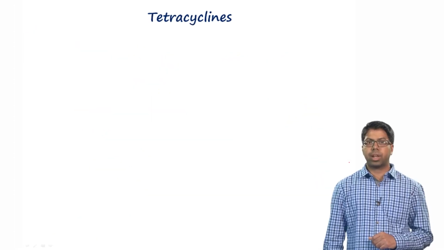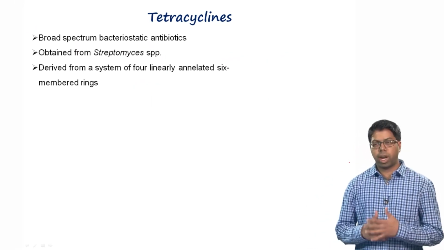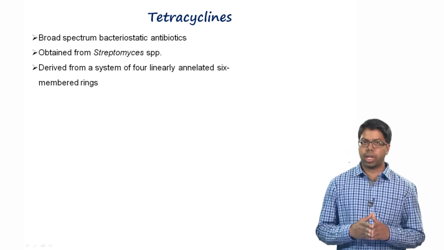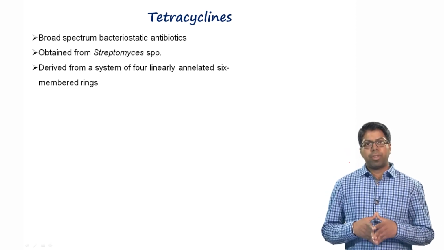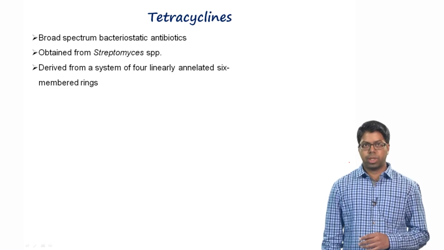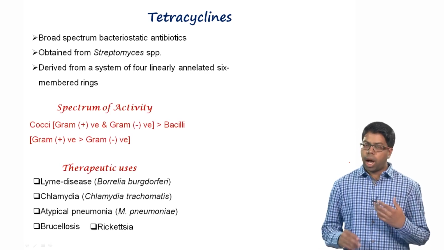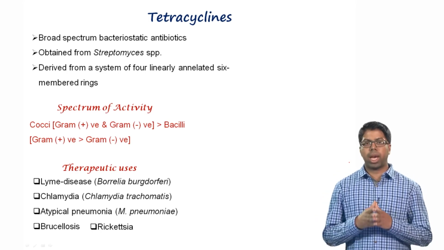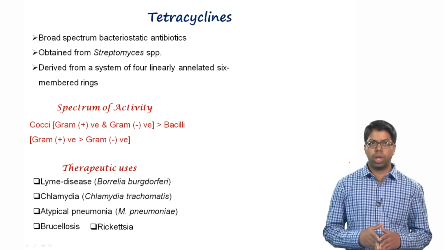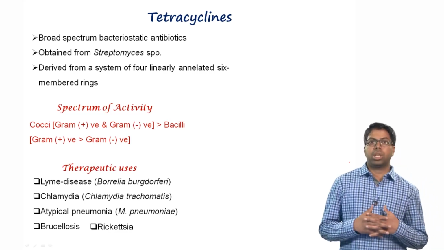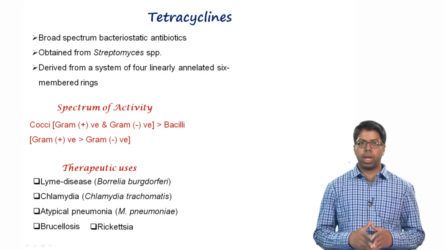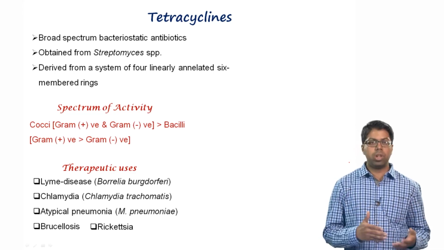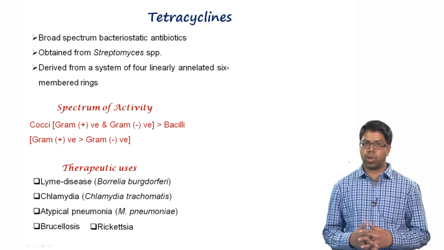Let us start with tetracyclines. Tetracyclines are broad spectrum antibiotics obtained from Streptomyces species, and they exhibit a bacteriostatic effect. These tetracyclines are the most widely prescribed form of antibiotic after penicillins. Generally, they are highly effective against aerobic gram positive as well as gram negative organisms, but have very limited activity against anaerobes. Tetracyclines are also effective against Borrelia burgdorferi, the causative agent of Lyme disease, which is characterized by fever, rash, flu-like symptoms and joint pain.